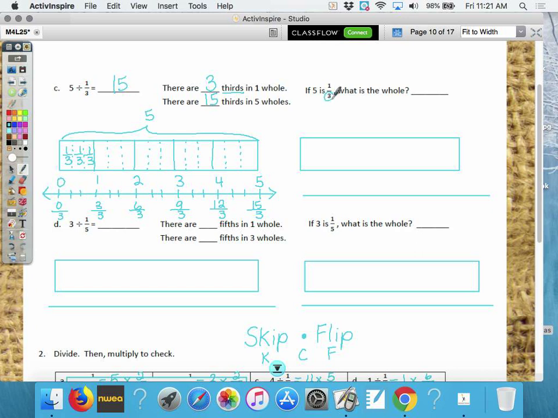So 5 divided by 1/3. So what's my denominator here? 3. So I need 3 equal parts. I still get 15 for my answer, don't I? This time I count by 5s across the top, right?